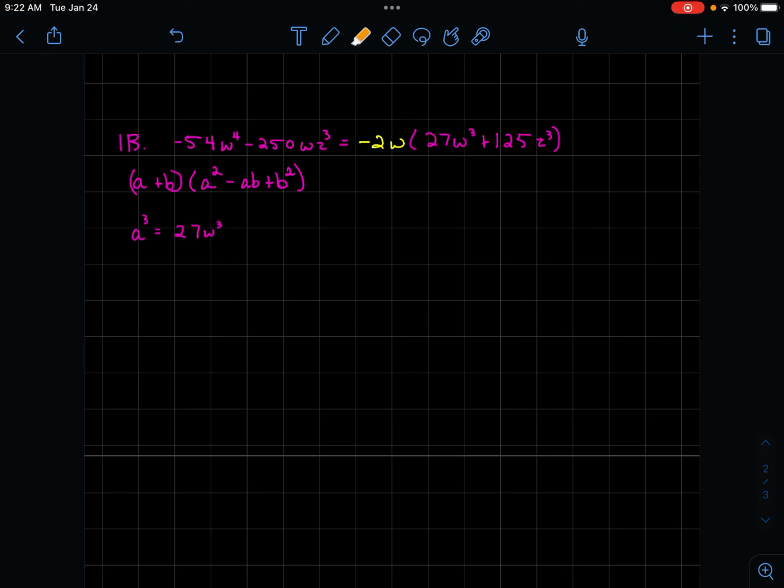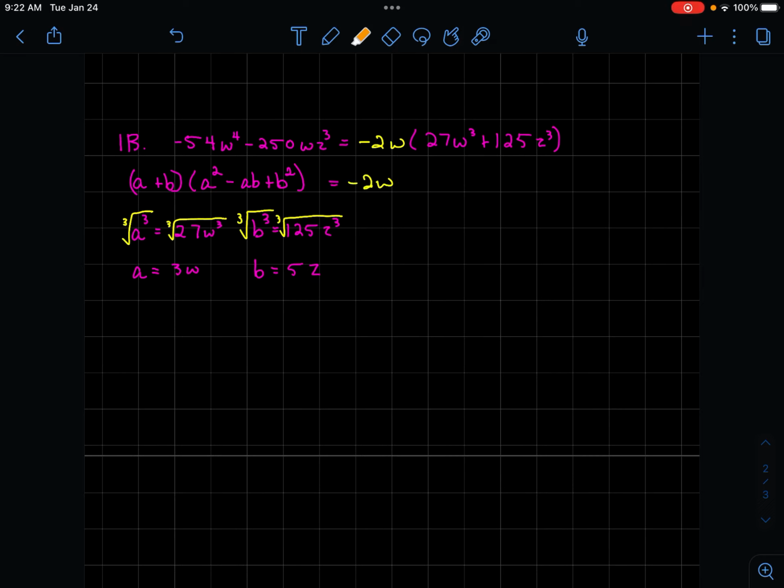So we'll use this factored form. Let's take this 27w to the third, set it equal to a to the third. Cube root both sides. The cube root of 27 is 3, and the cube root will cancel out the third power, so everywhere we have an a, we replace it with a 3w. Do the same thing for b to the third. What's the cube root of 125? That would be 5. And the cube root of z to the third would be z, and everywhere I see a b, we put a 5z.